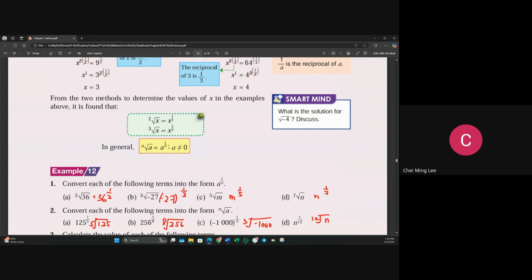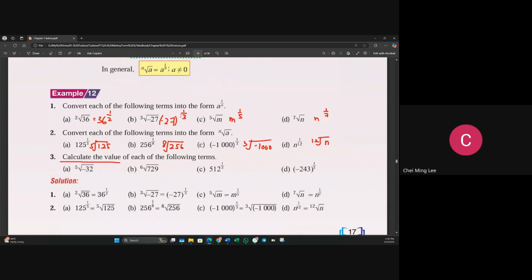Can you understand? Okay, so for example, convert all of this into the form of a power of 1 over n. This one is 2 to the power of 1 over 2, also 3 to the power of 1 over 3, 5 to the power of 1 over 5, 7 to the power of 1 over 7. Like this one, 1 over 5 is the fifth root.